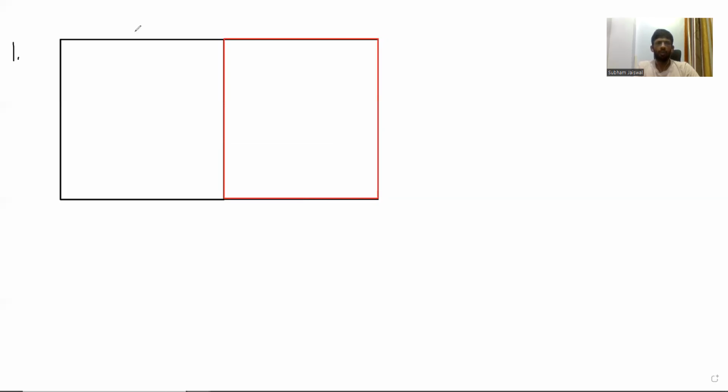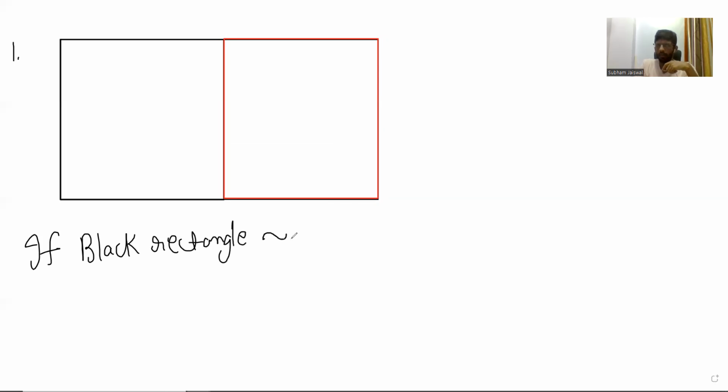Okay. So now the question is, if the black rectangle is similar to the red rectangle, and I will say what similar means if it is needed to be said in this case. Okay, then find the ratio of the sides.